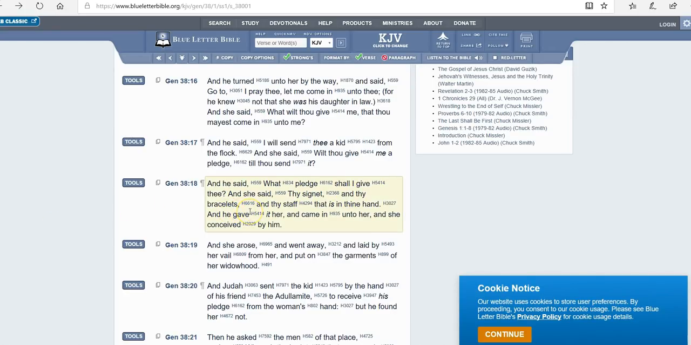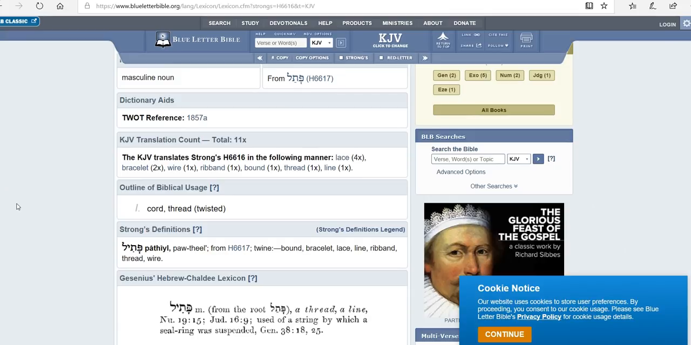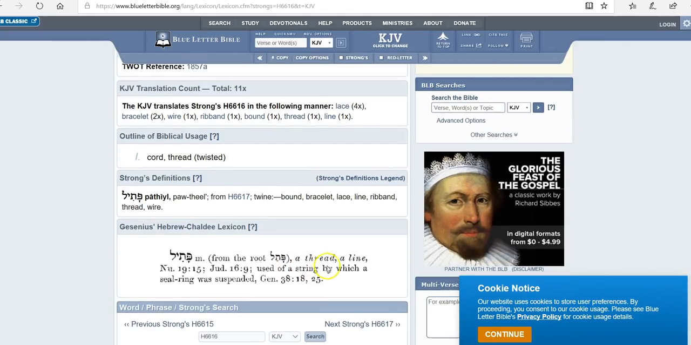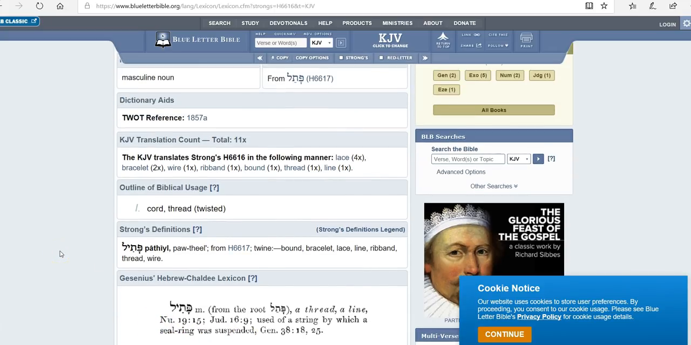And a bracelet. Now, the Lord just said something to me about a bracelet. Let's click into that and see what this is. It's a cord. It's a thread, a twisted thread. Now, guys, this is very, very interesting. I need you to just see how all of this is now going to start coming together. So a thread, a string by which a seal ring was suspended, or it could have been a bracelet bound around the wrist, but it's some type of thread, wire, some type of cord, twisted cord. Here it says bracelet, lace, lined, ribboned thread, wire, could be any of those. All right, so that's real interesting.